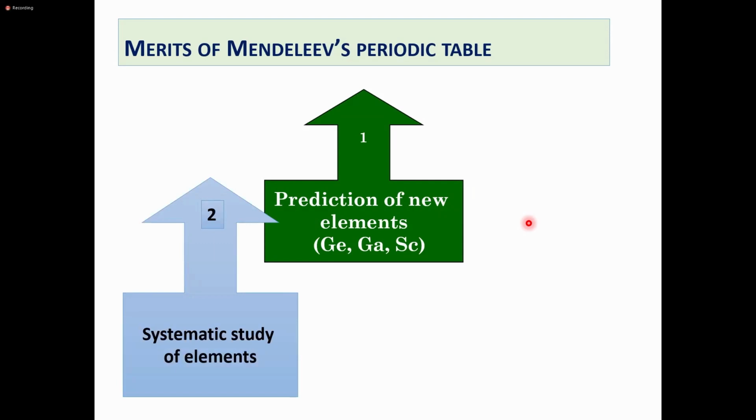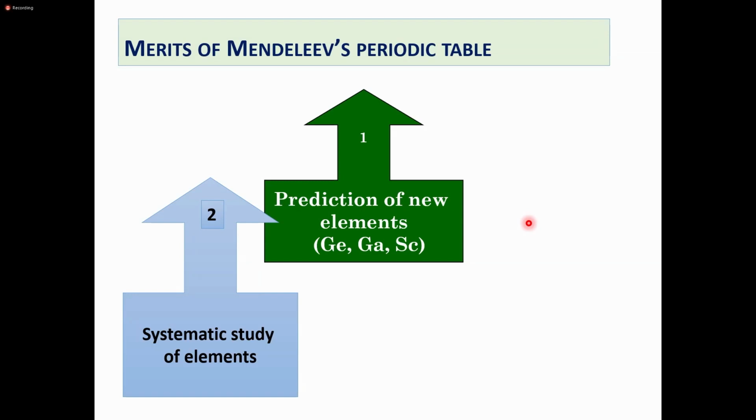The second advantage is that this is a systematic study of the elements. What does systematic study of the elements mean? That means a newcomer who wants to learn the periodic table can easily remember the elements, and can find out similar chemical and physical property trends according to the groups in the table.